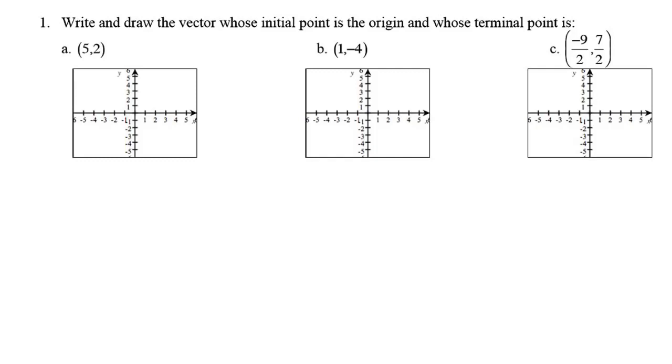Okay, so for the very first question, we are asked to write and draw the vector whose initial point is at the origin and whose terminal point is what we're given. Now, hopefully we don't make these problems too much more difficult than what they are. Notice they want your initial point to be at the origin, so we're going to start out with an initial point at the origin. And then our endpoint is going to be at the point 5 and then 2. So that's the end of our vector.